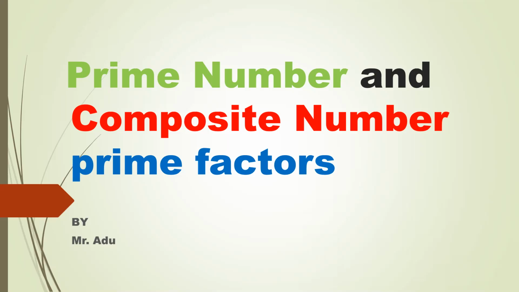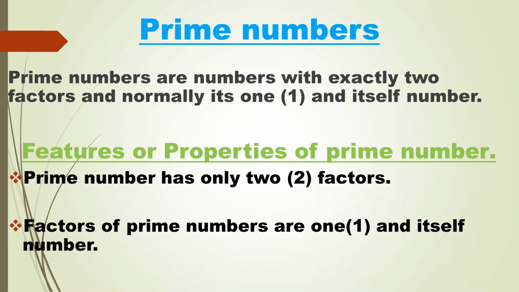So let's move on. When you talk about prime numbers, prime numbers are numbers with exactly two factors, normally one and the number itself. At your level, you are supposed to know the prime numbers. This is not an advanced topic, but you are supposed to know what a prime number is. Yes, prime numbers are numbers with exactly two factors. Remember, we listed the factors of given numbers in our previous lesson.